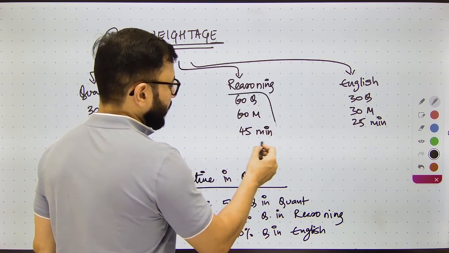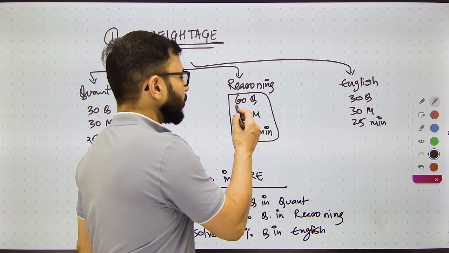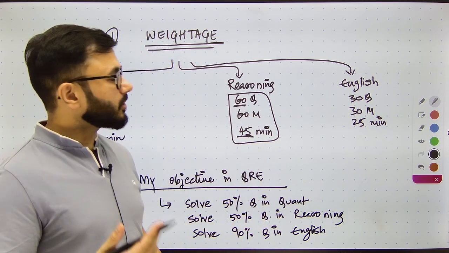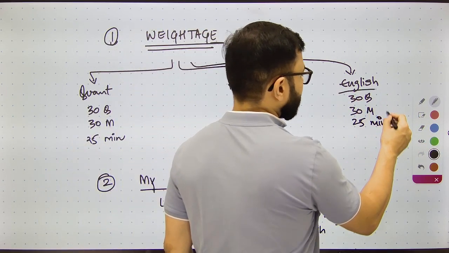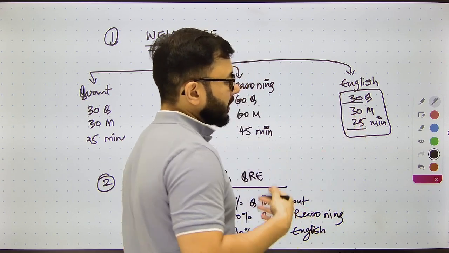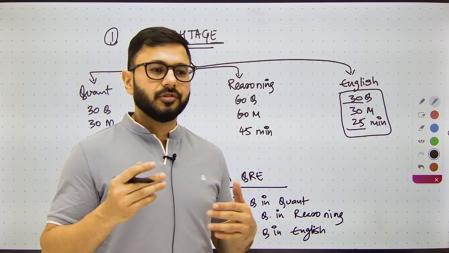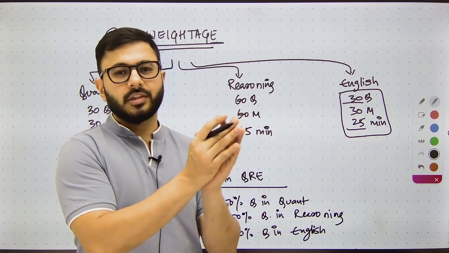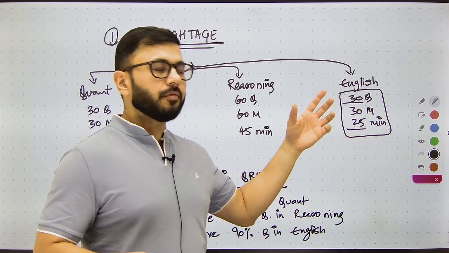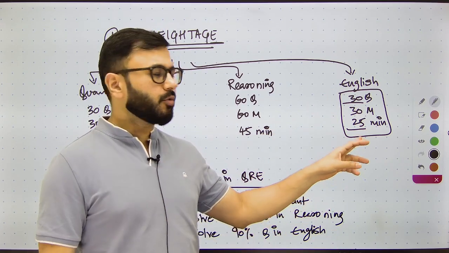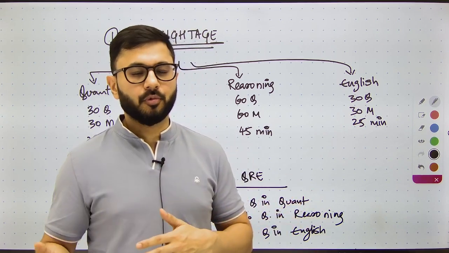In reasoning also something very similar, 60 questions, 60 marks and 45 minutes. Which means very clearly you can't solve all the questions, not possible at all, you do not have enough time. In English, 30 questions, 30 marks, 25 minutes, again the same thing, but in English you don't have to solve everything. There are a lot of questions where you look at the question and you know the answer. That is why it becomes possible for you to solve 30 or let's say 27, 28 questions in 25 minutes time. That is what differentiates English from quant and reasoning.